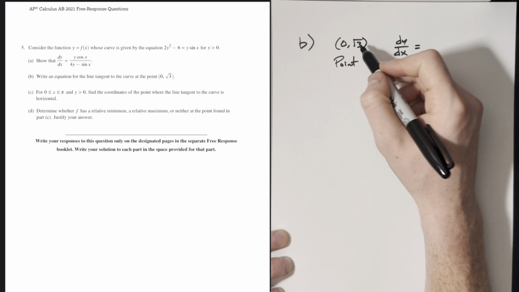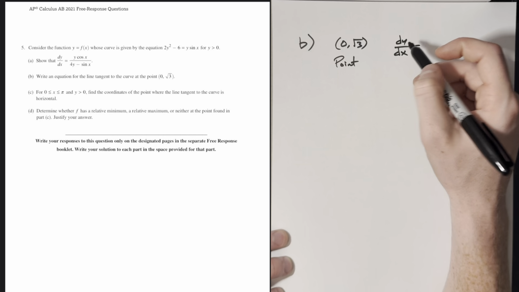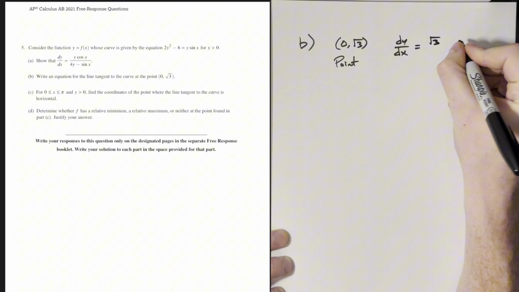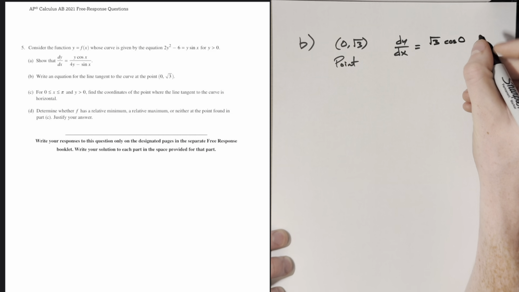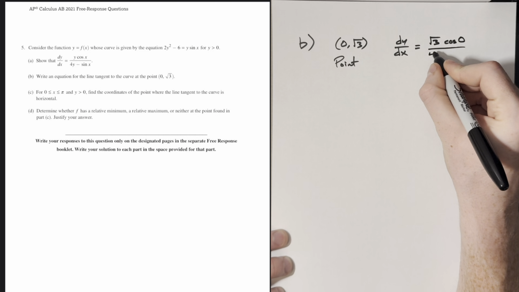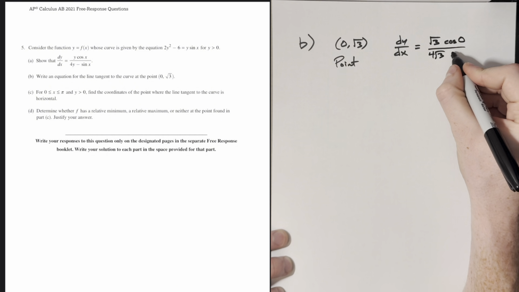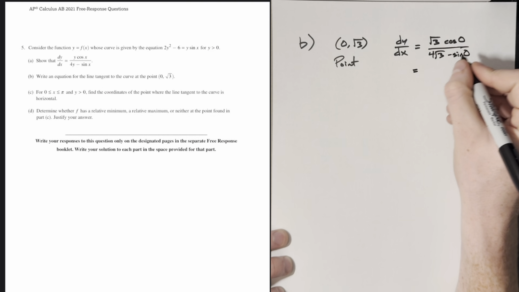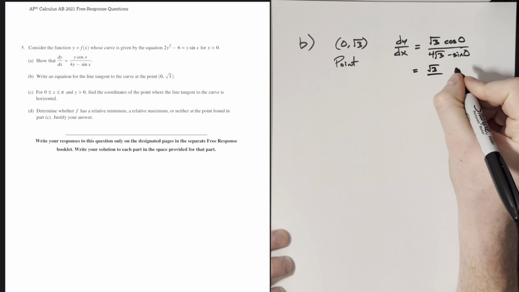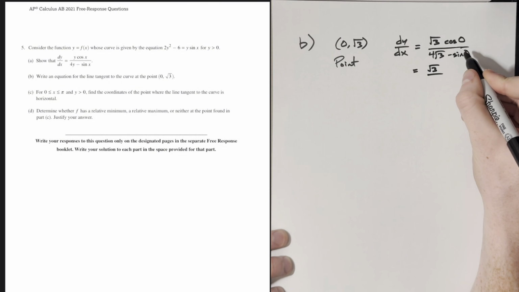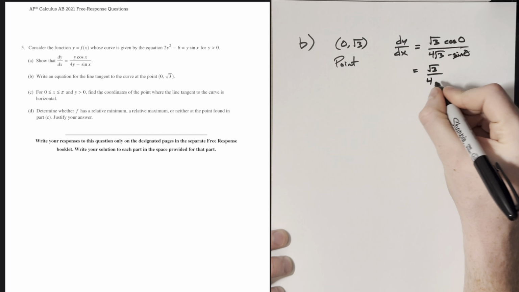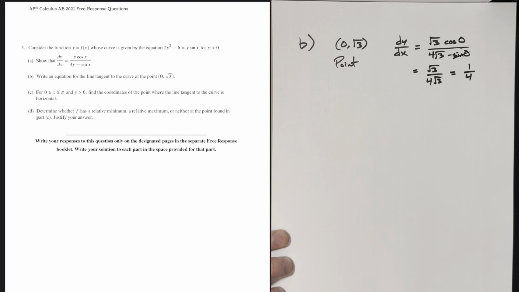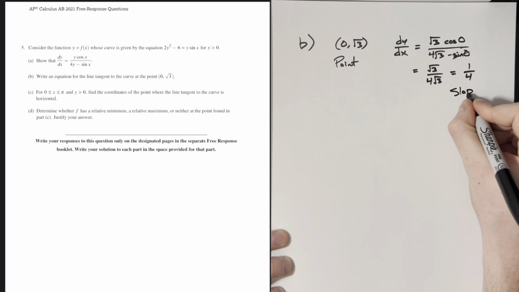So if I plug in x equals 0, y equals root 3, that should give me the slope of the tangent line. So y is root 3, this will be root 3 times the cosine of 0 divided by 4 root 3 minus the sine of 0. The cosine of 0 is equal to 1, so that numerator is just root 3. The sine of 0 is just 0, so I get root 3 divided by 4 root 3, which is 1/4. And that is our slope.